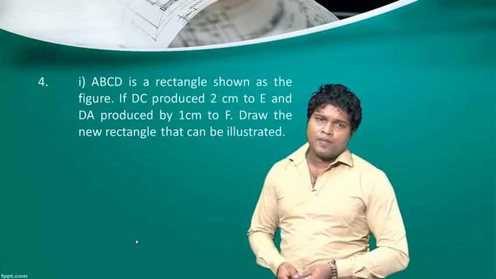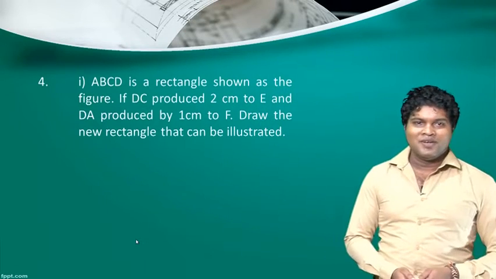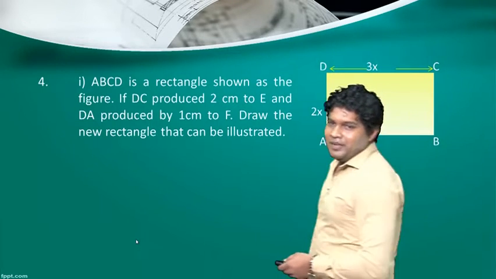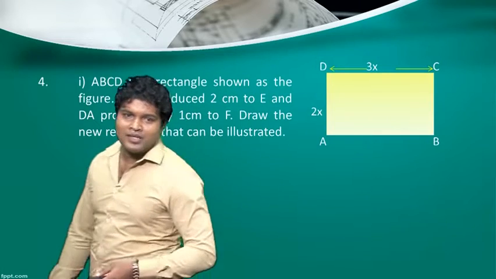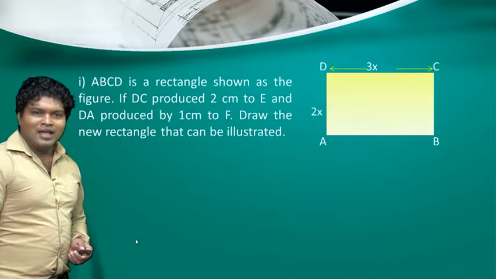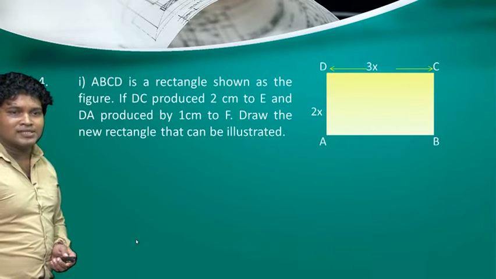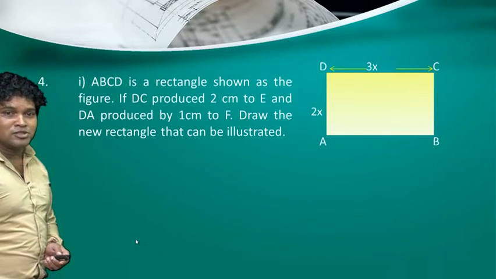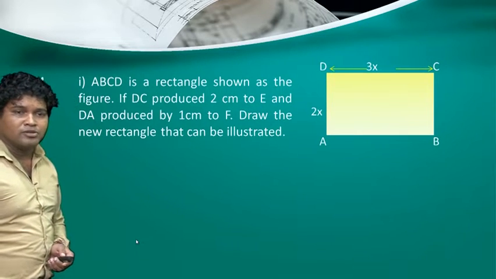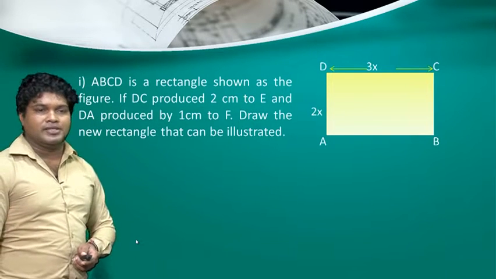Question number 4. ABCD is a rectangle shown as in the figure. I can't show a figure. Okay, we'll see. Oh, the figure is coming. Right, can you see? ABCD, 2x and 3x. 2x and 3x mean breadth and length. If DC is produced by 2 cm to E, and DA produced by 1 cm to F, draw the new rectangle that can be illustrated.